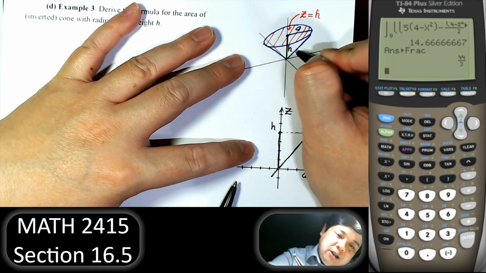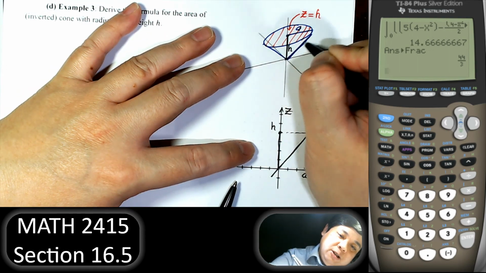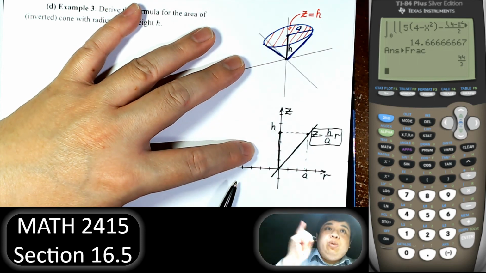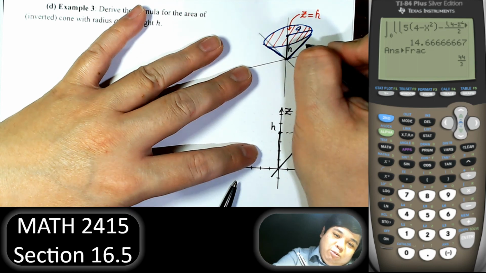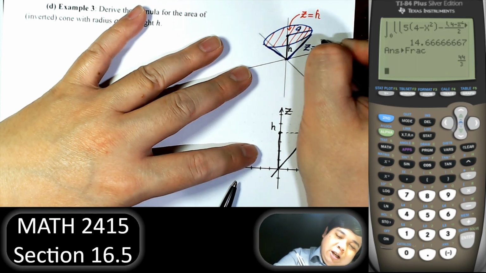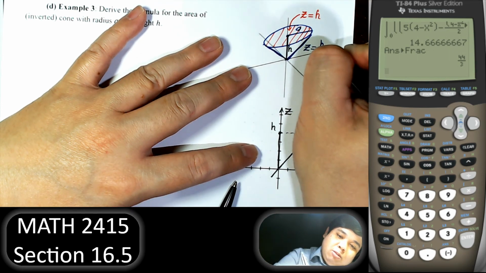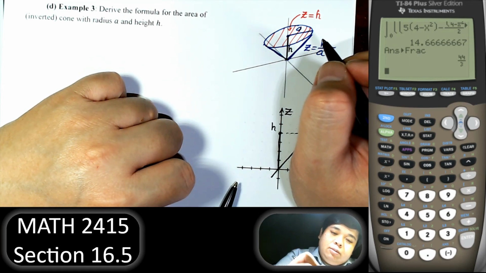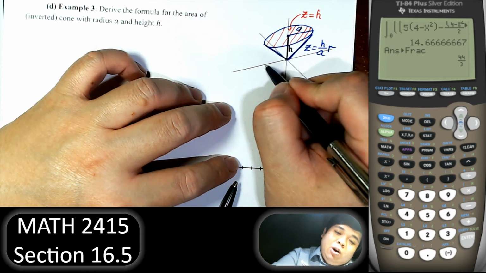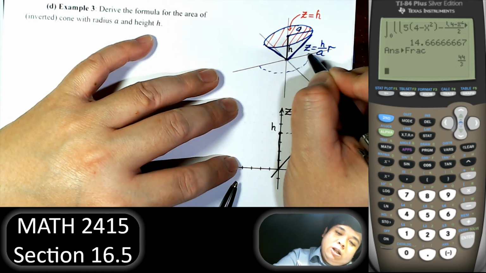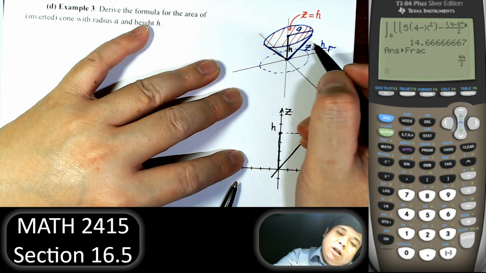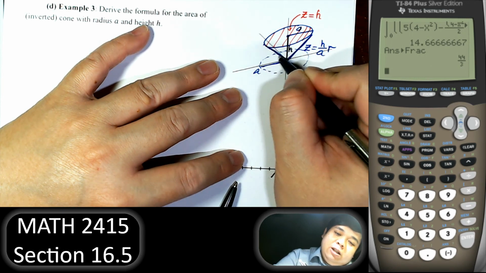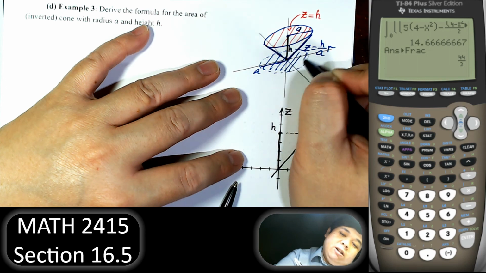So the side has r in it, so it will turn all the way around: h over a times r. And after that, on the xy plane, we will see just the circle of radius a on the xy plane.